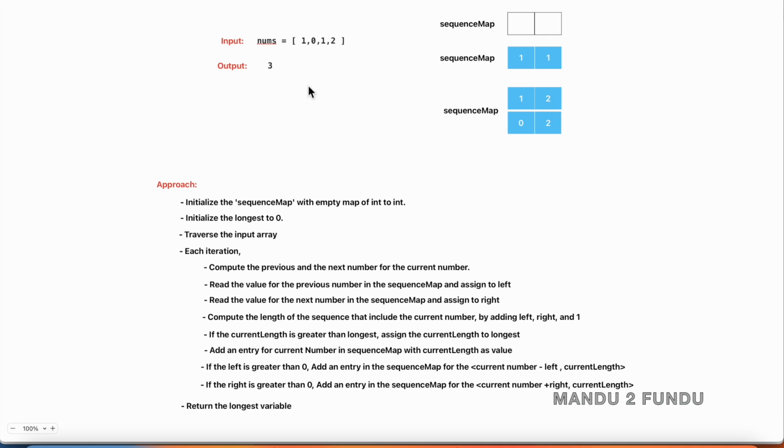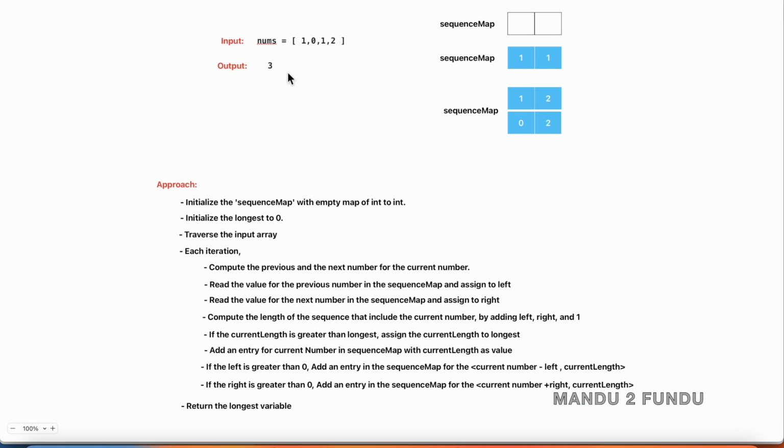So like this, each time we process an element in the array, we have to find the previous and the next number and check whether there is an entry in the sequence map. If there is an entry, get the value from that entry and add plus 1 for the element being included and compute the new sequence length. Then create an entry for the current element being processed with the new sequence length and then update the boundary elements in the new sequence.